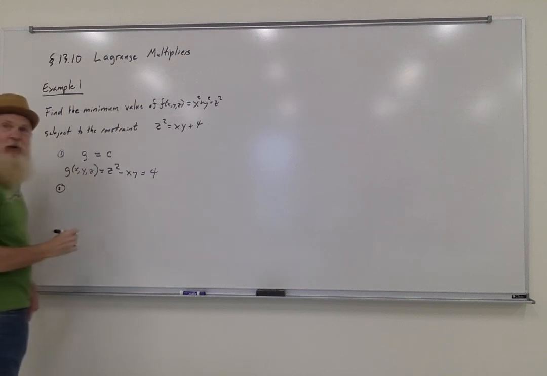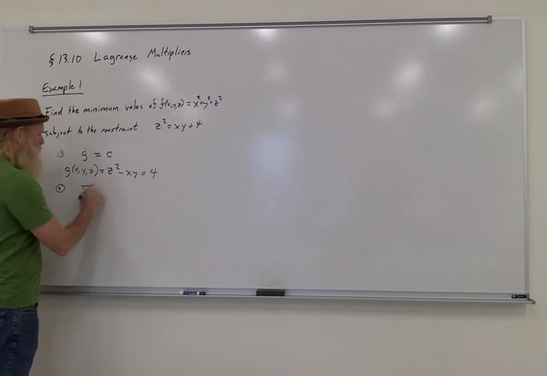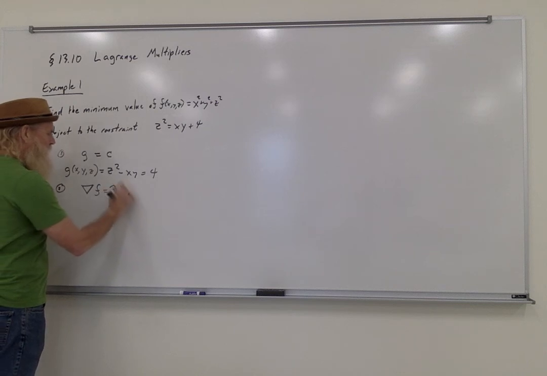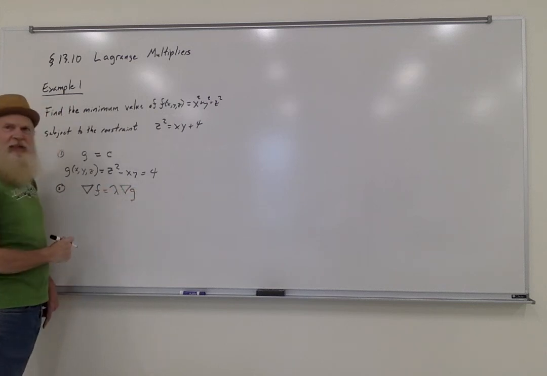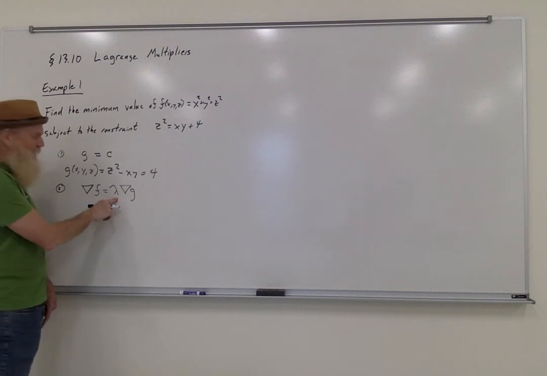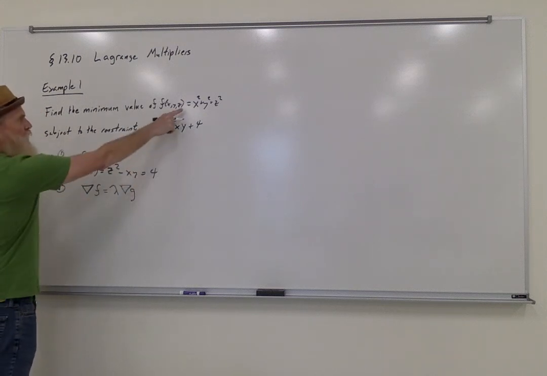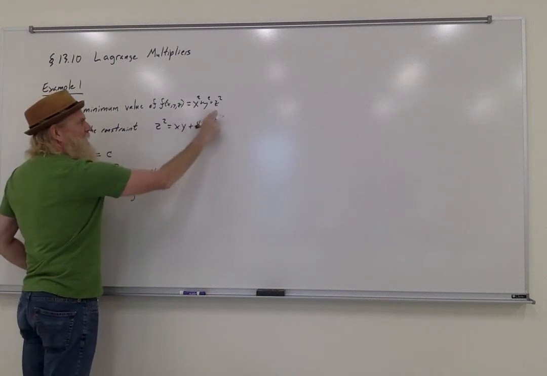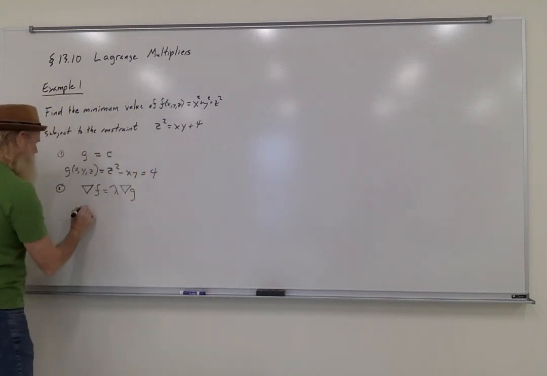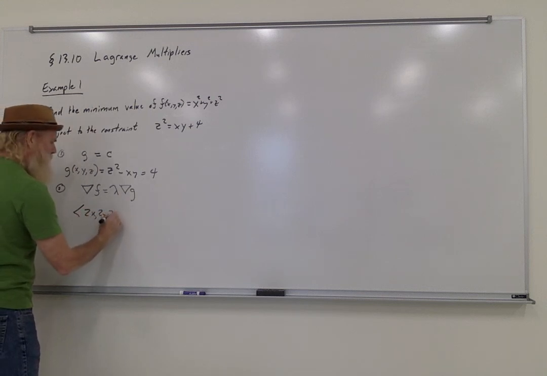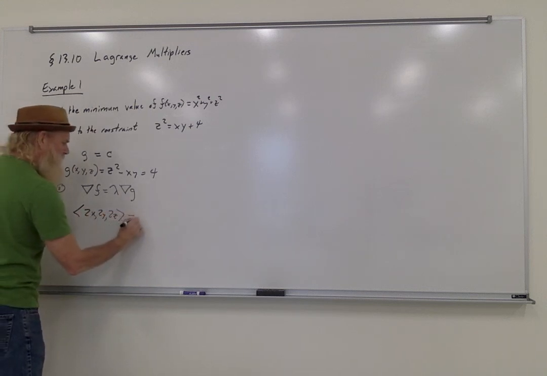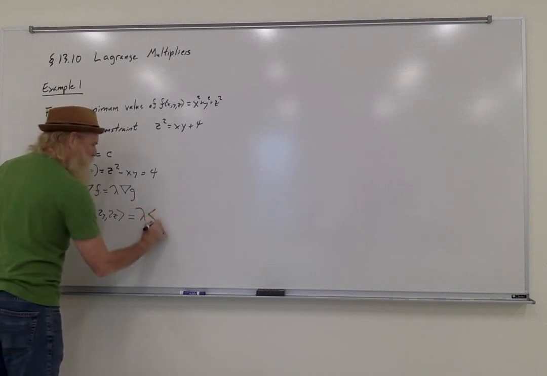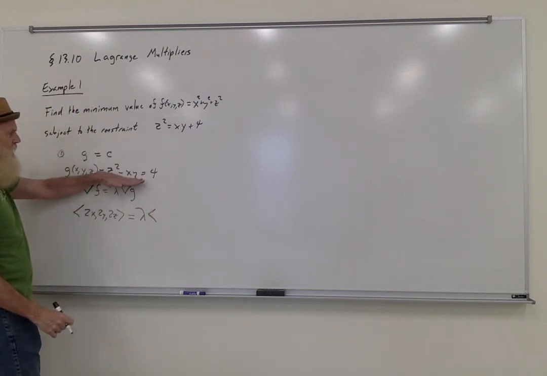The second step is the Lagrange multiplier step. We're going to set the gradient of f equal to lambda times the gradient of g. Lambda here is our Lagrange multiplier. So the gradient of f we get by taking the derivative of f with respect to x, y, and z. That will give us 2x, 2y, and 2z, set equal to lambda times the gradient of g.